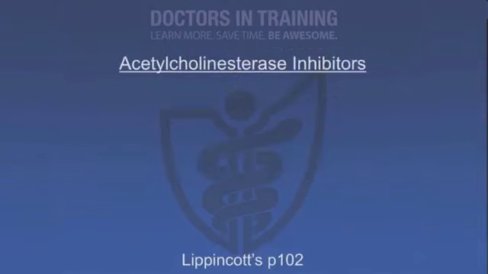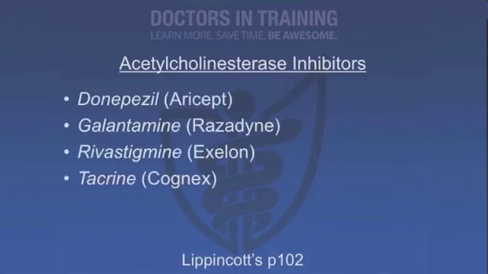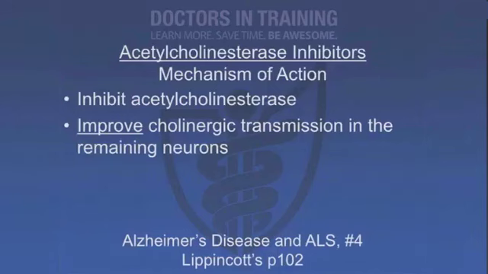So first we'll talk about acetylcholinesterase inhibitors. These are drugs like donepezil, galantamine, rivastigmine, and tacrine. All these work by the same mechanism. Remember we talked about progressive loss of cortical cholinergic neurons that's associated with memory loss. So in theory, if you inhibit acetylcholinesterase, you can improve cholinergic transmission in the neurons that are still around, the neurons that are still functioning. All the drugs we just mentioned are non-competitive inhibitors of acetylcholinesterase, except for galantamine, which is a competitive inhibitor of acetylcholinesterase.